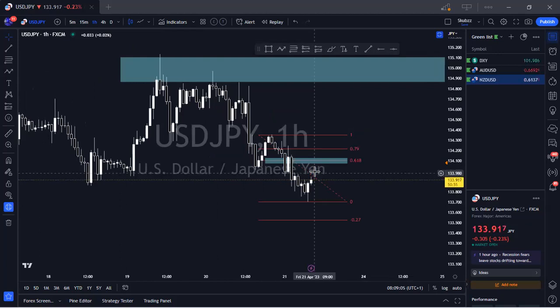Is there any other pair you guys want us to take a look at? Good morning. Let's look at gold.